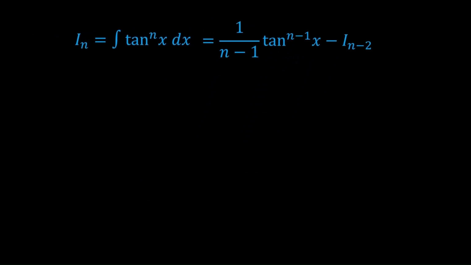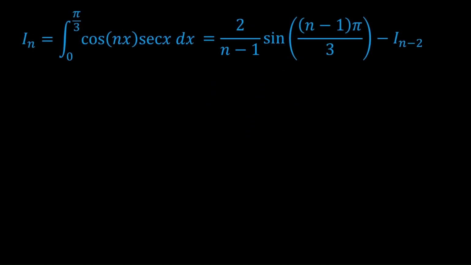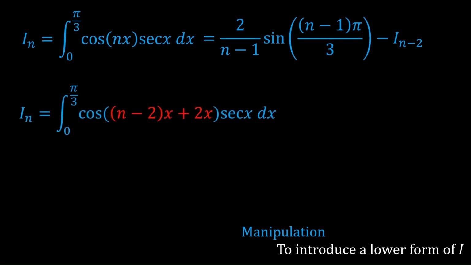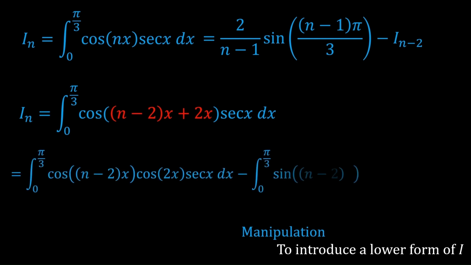Let's look at a more challenging example. You have to keep in mind that you want to introduce a lower form of the integral. The only way to really do this is by manipulating inside the argument of the cosine function. So you would do something like this, and then expand out using angle sum identities, so that you somehow introduce the cos (n minus 2)x. Now that you've introduced cos 2x and sin 2x, you might want to try double angle. I'll leave it to you because I don't want to give it away in this video.